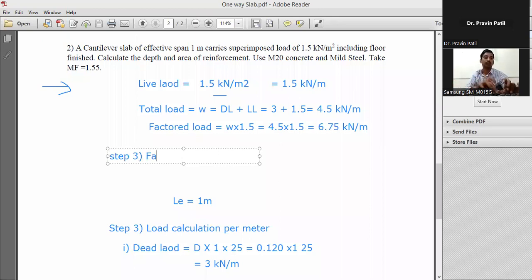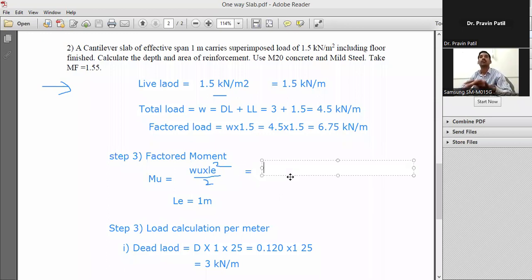Factored moment Mu, when the slab is a cantilever, is WL² divided by 2, not WL² by 8. Since the slab is a cantilever, that's why it is WL² by 2.